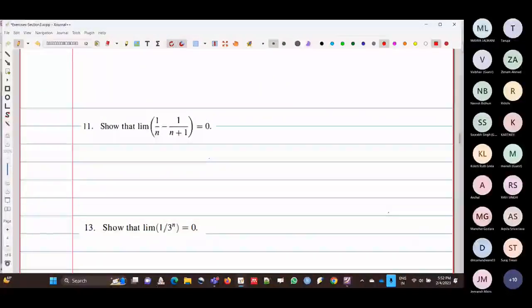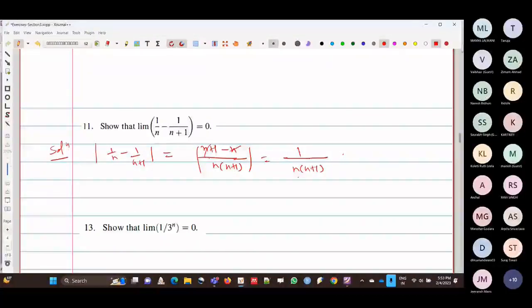Next question. This is also a simple question. You can start with 1 upon n minus 1 upon n plus 1. You can simplify it: n plus 1 minus n divided by n times n plus 1. So this will go away, so we have n plus 1. You see here, you will be getting a square here.